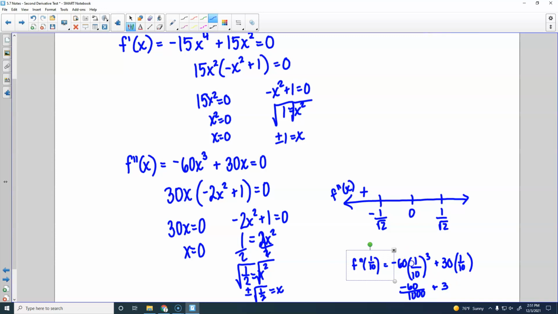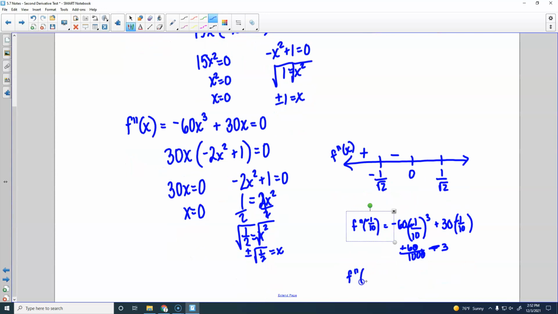Oh, wait, hold on. I'm plugging in -1/10. That changed both of my signs, so that's positive, that's negative. 6 over 100 is less than 3, so I'm going to get a negative here. But if I did this, that should have been -1/10. If I did the same thing with positive 1/10, f double prime of positive 1/10 would give me a -6 over 100 plus 3. So I'd have a positive here. If I plug in 1, I get -60 plus 30. I get a negative here.